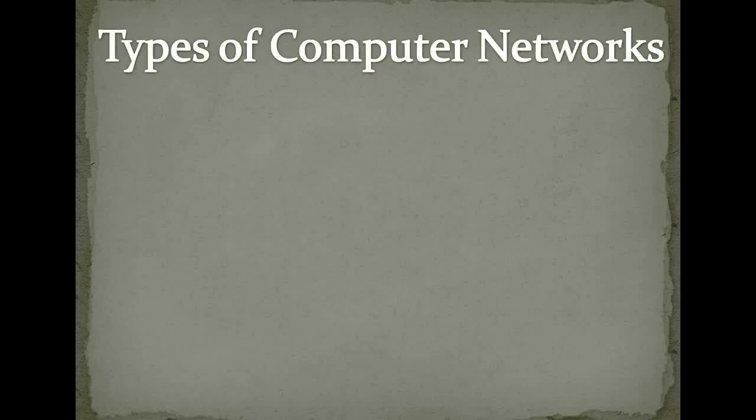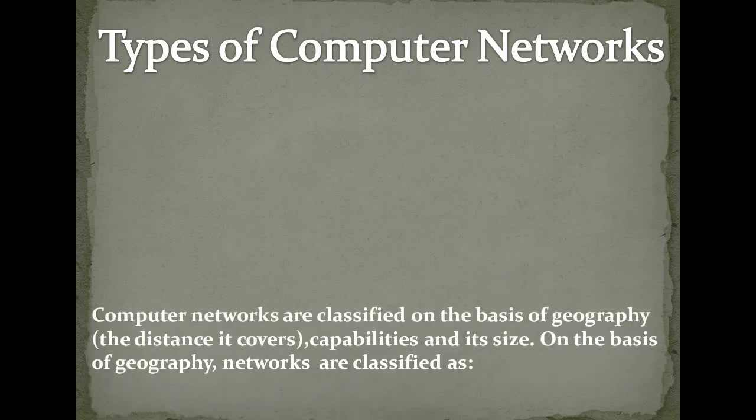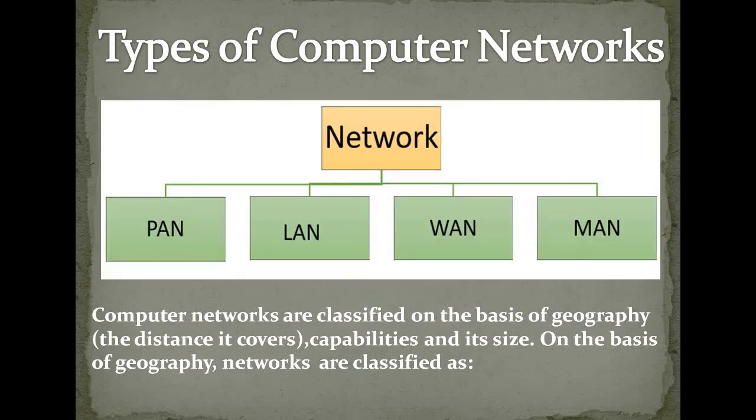Students, what are the different types of computer networks? They can be classified according to their size, capabilities, and distances covered. So, the type of network is defined by the size, capabilities, and the distance it covers. As can be seen from the figure, the types of computer network can be classified as personal area network, local area network, wide area network, and metropolitan area network. These are the 4 types of networks we are going to discuss.